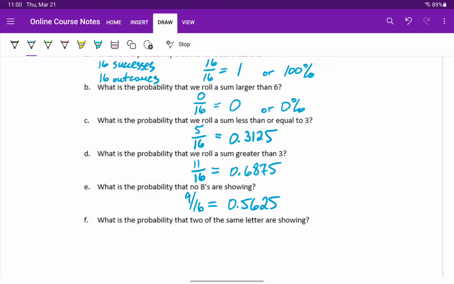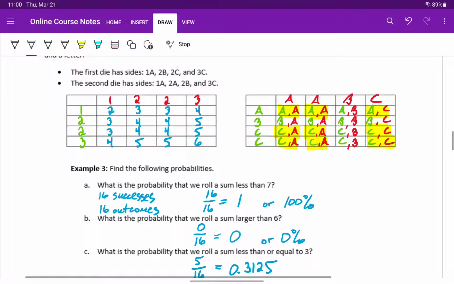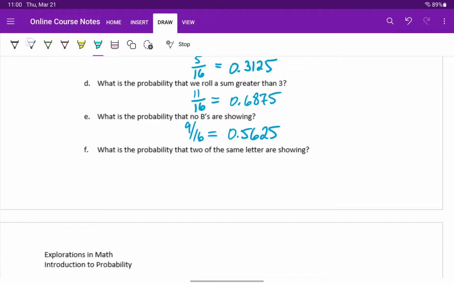In part F, we want to find the probability that 2 of the same letter are showing. So we have 2 A's, 2 A's, 2 B's, 2 C's, and 2 C's, so 2 instances of 2 C's in that last column, which gives us 5 out of 16 successes for a probability of 0.3125.